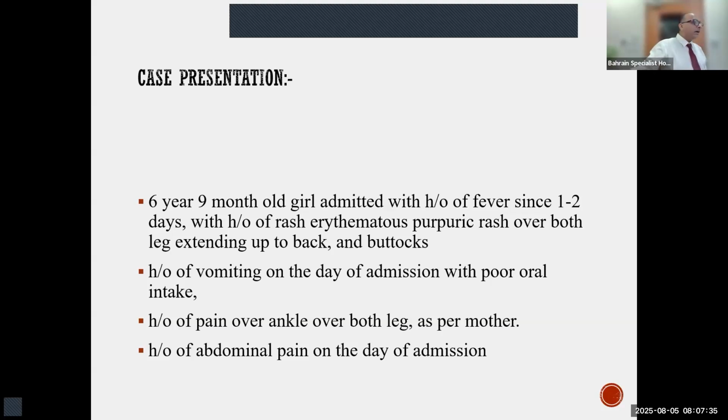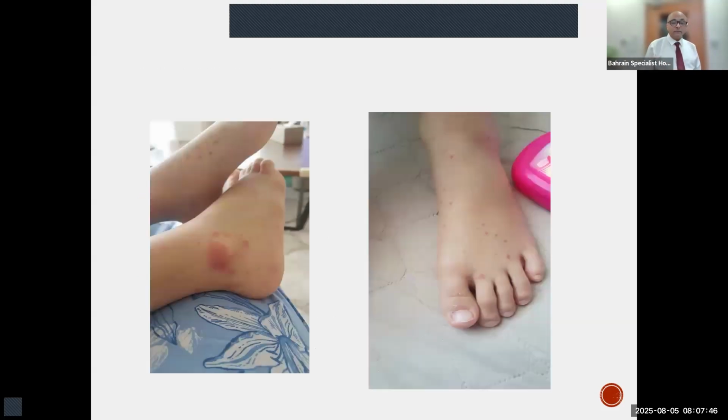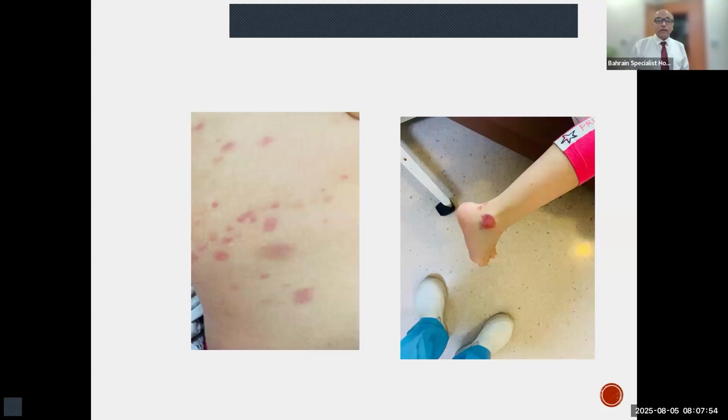There was abdominal pain on the day of admission. This child was seen in clinic 1 day back, and was started only on antipyretics and symptomatic treatment. You can see that there is a rash. You can see on the ankle and on the leg this erythematous purpuric rash. It was extending up to the buttocks and on the ankle.